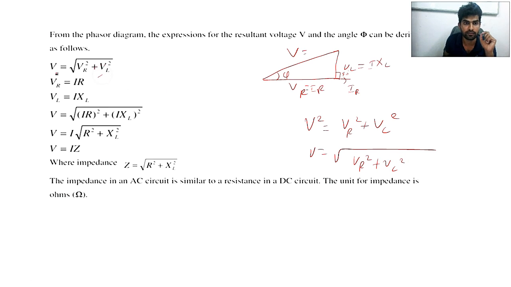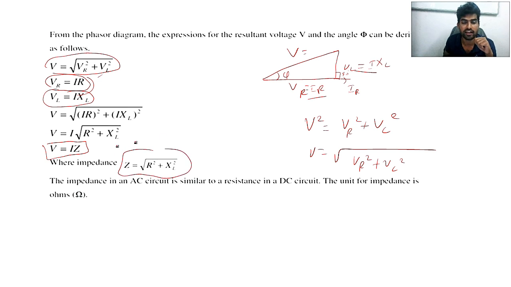See here, this equation. So what about VR? VR is equal to I into R. VL is equal to I into XL. So I'll just substitute over here in this equation. So I into R square, I into XL square, R square plus XL square, I common outside. So finally we'll get V is equal to I into Z, where Z is equal to root of R square plus XL square.